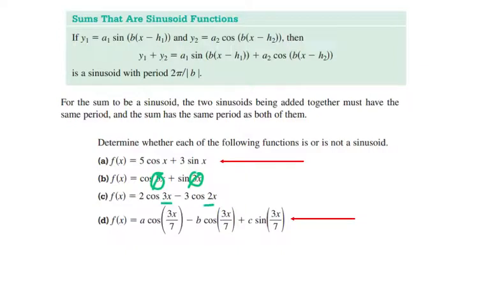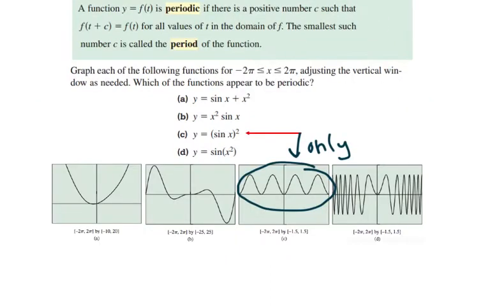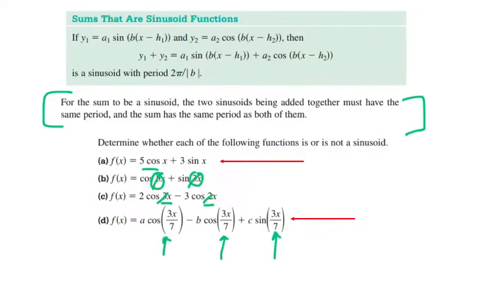Again here, 3 and 2, not the same, even though they do have like this combo pattern thing going on. Since those are not the same, it's not going to be sinusoidal. However, taking a look at this weird one down here, again, 3/7 x is in all of them. And so because those are in all of them and they match, that means that they are going to have a sinusoidal pattern. So these are going to be sinusoidal. And again, even though it has cosine and sine, and you think, hey, that makes it sinusoidal, it's not, because it actually makes it look a little bit more like this kind of thing going on here. All right.